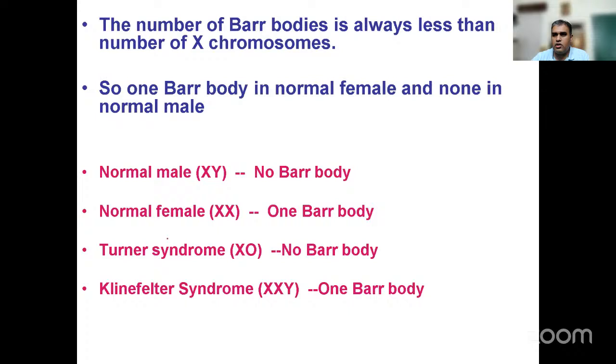The number of bar bodies, you can see over here, is always less than the number of X chromosomes. Obviously, we have two X chromosomes, so the bar body will be only one. So one bar body is a normal female and none in a normal male. So in males, there should not be any bar body.